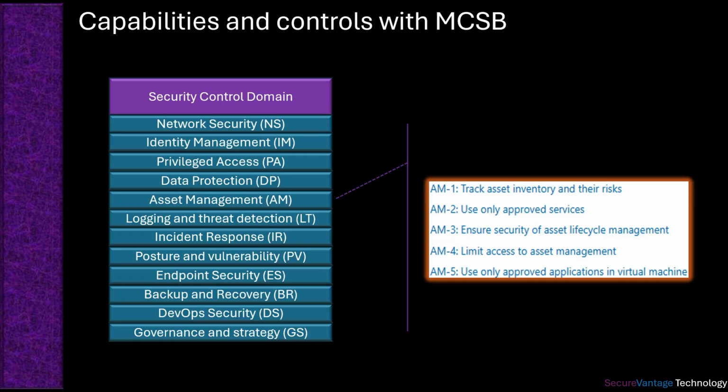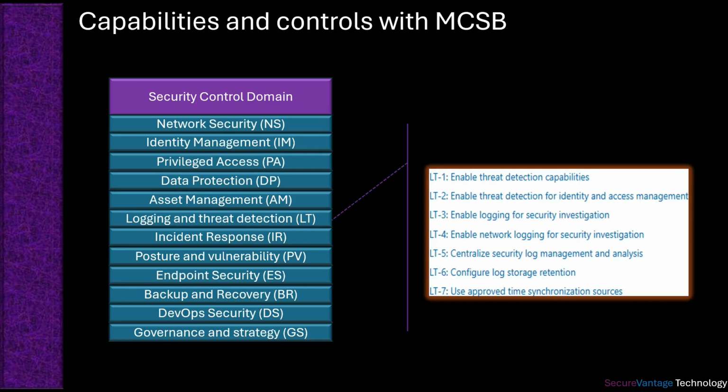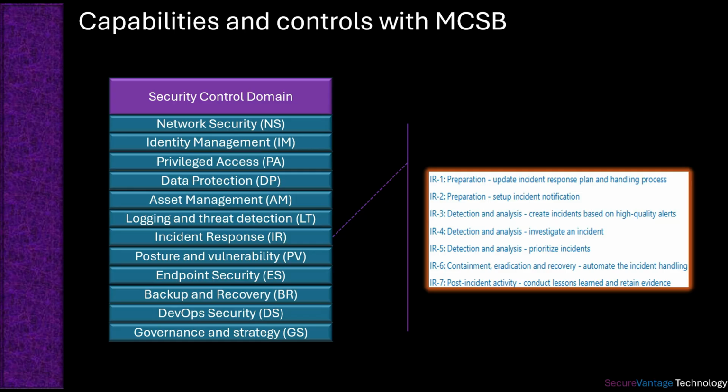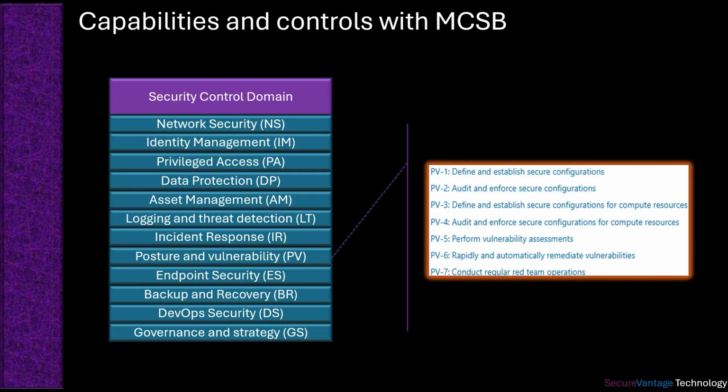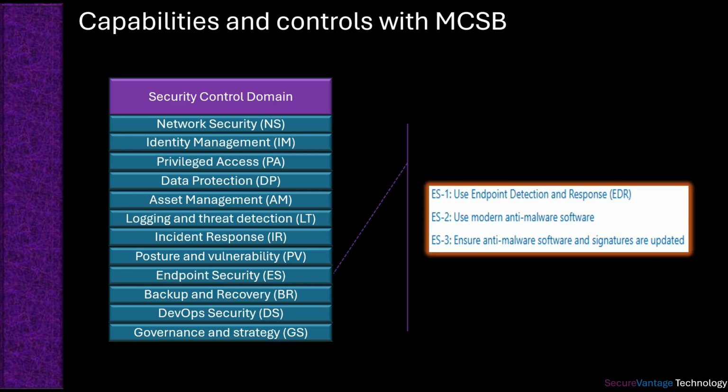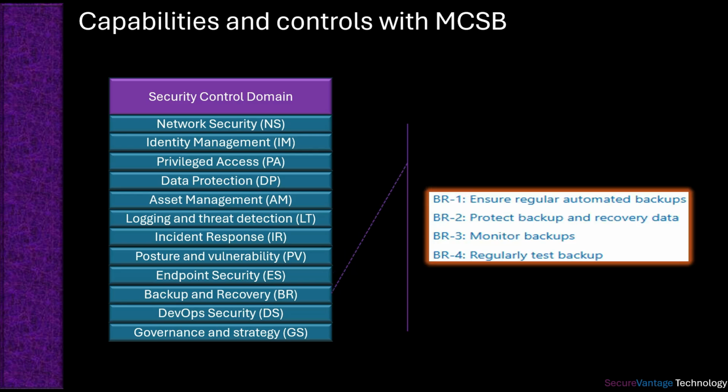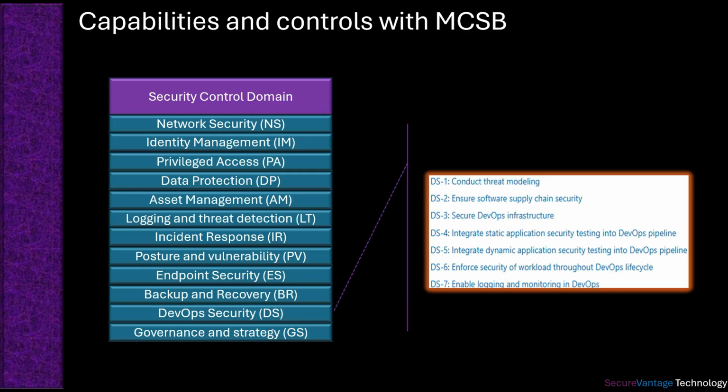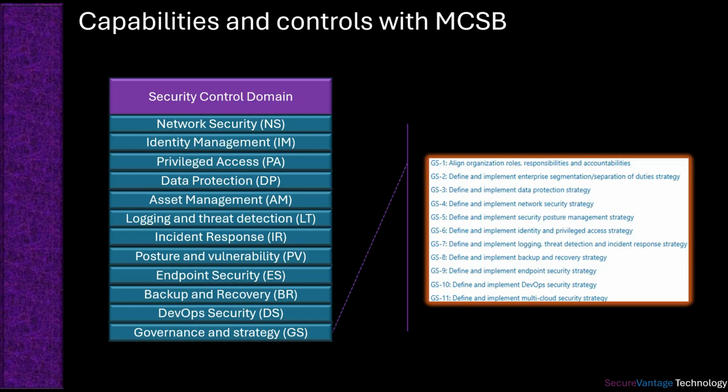Under asset management, there are 5 controls. Under logging and threat detection, there are 7 controls. Incident response, there are 7 controls. Posture and vulnerability management, there are again 7 controls. Endpoint security, there are 3 controls. Backup and recovery, there are 4 controls. DevOps security, again there are 7 controls, right? Governance and strategy, there are 11 controls.